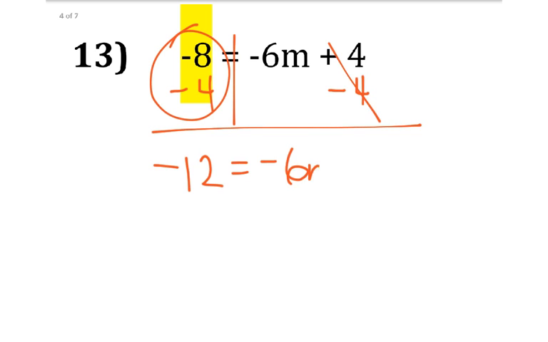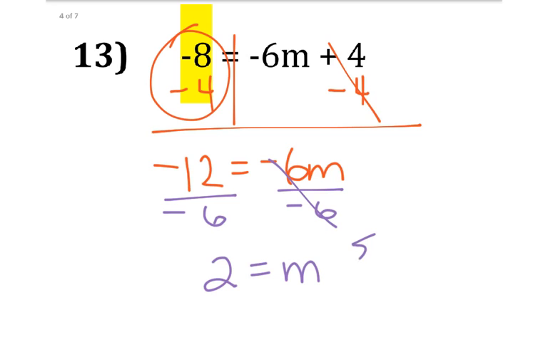And then -6m. Now it says -6 times m, so we're going to divide by -6. Divide by -6, and negative divided by negative is positive. So writing it in set notation, remember the variable has to come first. Okay, all right, so number 13, I want you to write it down. Oh, that was number 13. Yep, okay, all right, let's go to number 14.